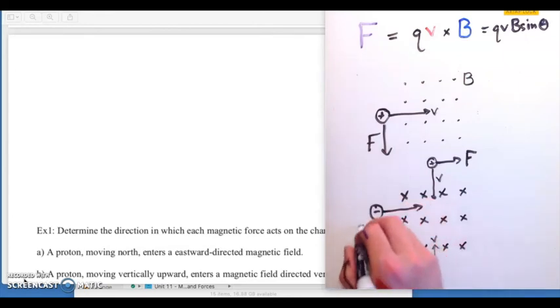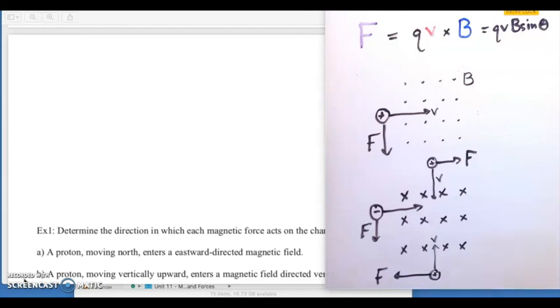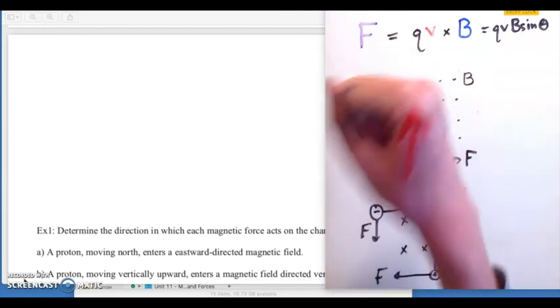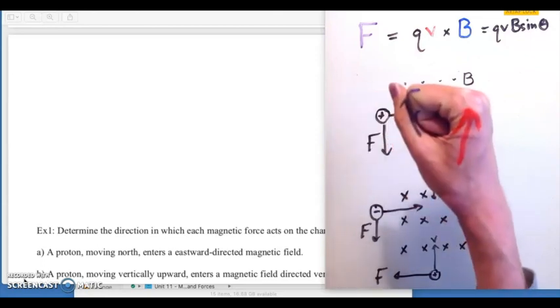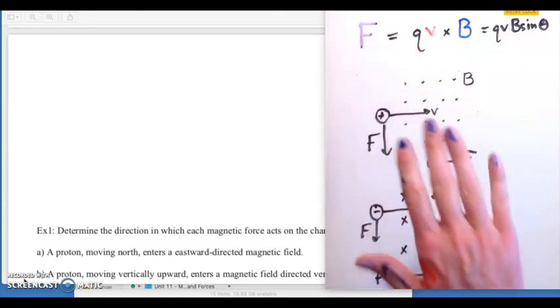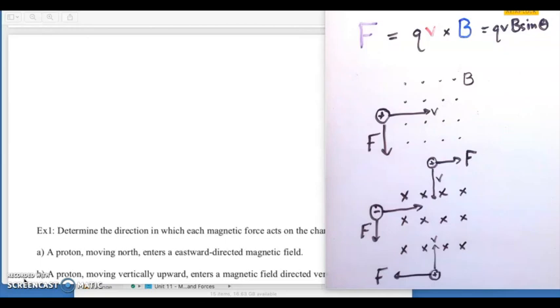Mr. Errico, I have an idea. I will use my left hand for negative charge. Don't do it. Don't do it. The reason I say don't use your left hand for negative charges is I want you to only be in the habit of using your right hand. Your right hand. That's it. Don't use any other hand for analyzing forces.